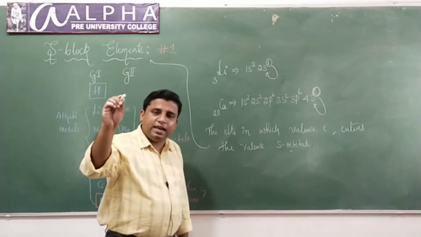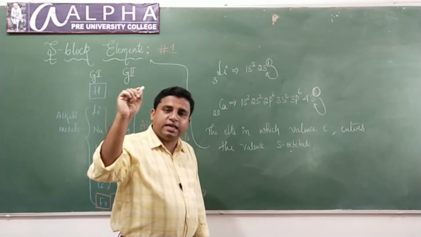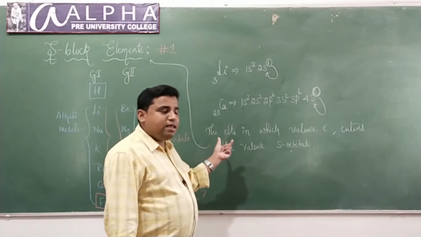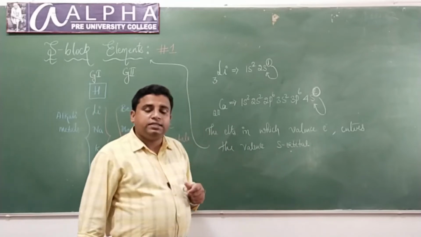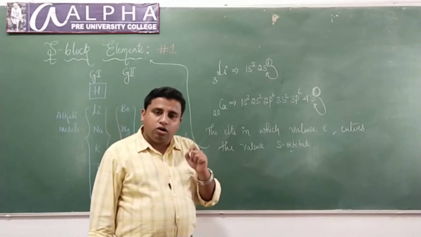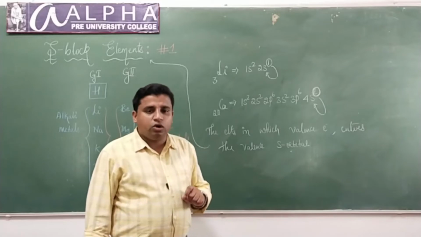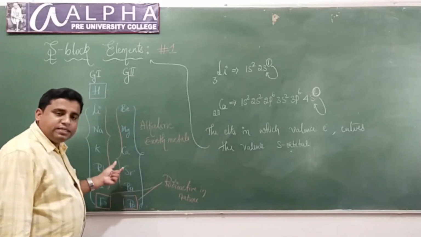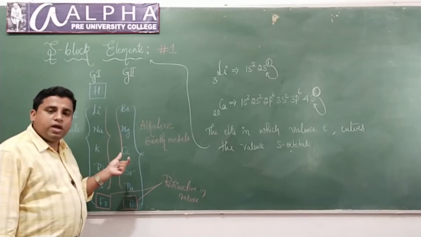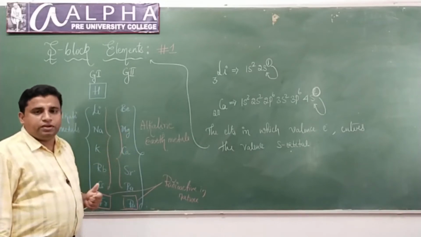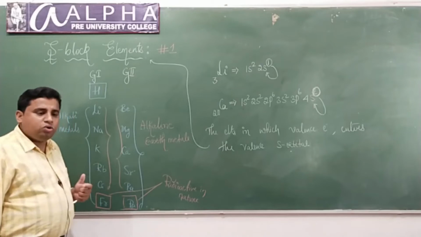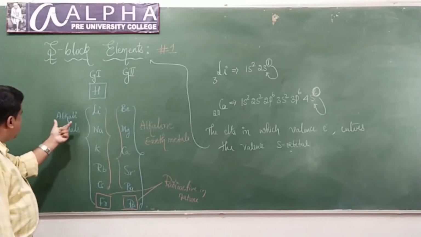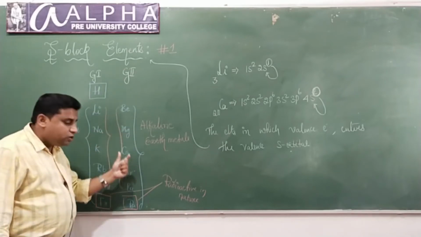If the valence electron enters the valence s orbital, then those elements are called S block elements. Clear? So in all of these elements, the valence electron enters the valence s orbital. Simple, correct?